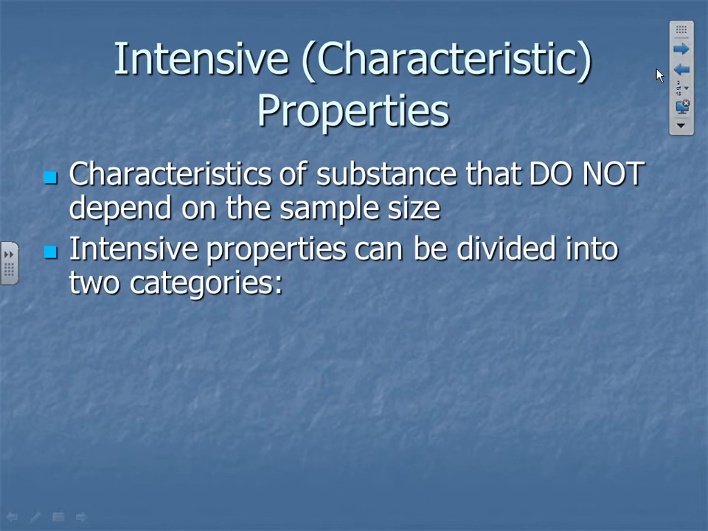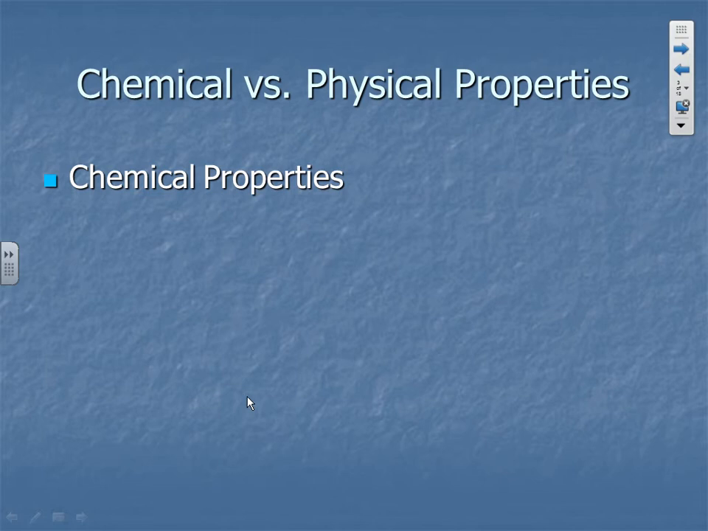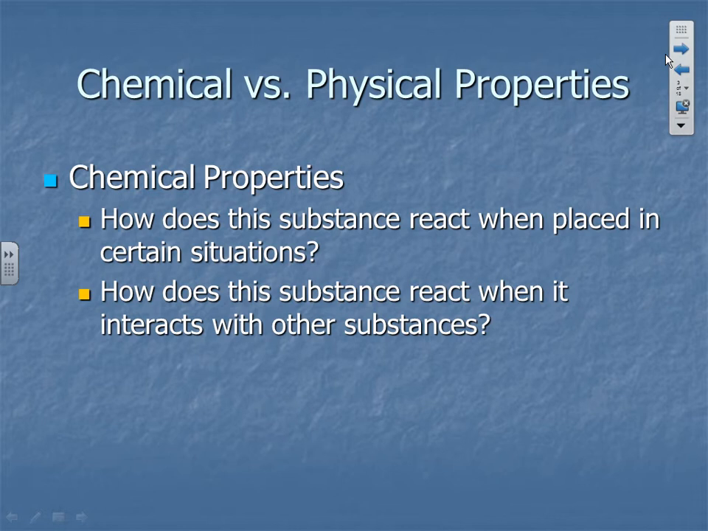Intensive properties, things that don't change, can be divided into two categories. Some are chemical, some are physical. We'll talk about the differences between those two right now. So first, chemical properties. Chemical properties deal with how well this substance plays with other substances. How does this substance react when placed in certain situations? How does this substance react when it interacts with other substances?